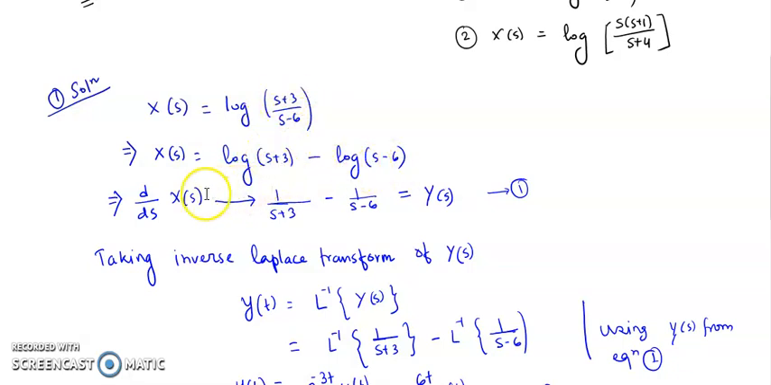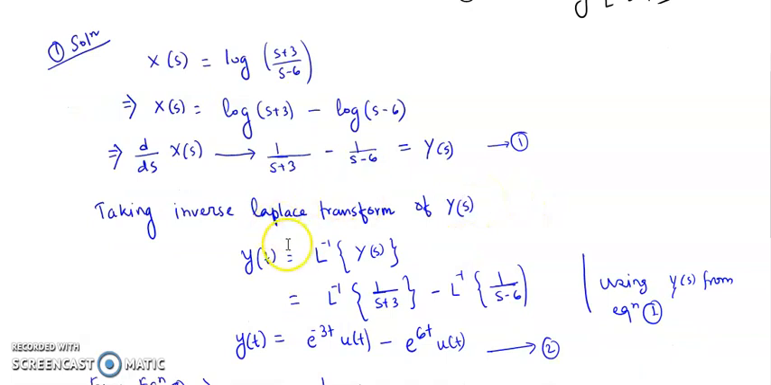Next, if we take the derivative on both sides, the left side becomes d/ds of X(s). We are differentiating with respect to s, so the derivative of log(s plus 3) becomes 1 by (s plus 3), and here it will be 1 by (s minus 6). We assume this expression, 1 by (s plus 3) minus 1 by (s minus 6), is equal to Y(s). We denote this as equation 1.